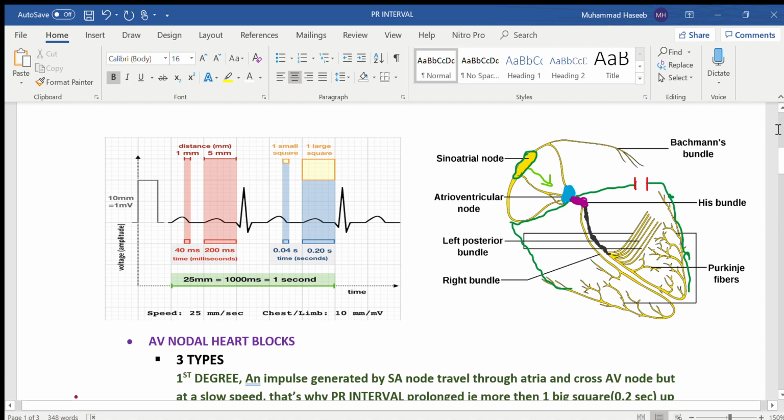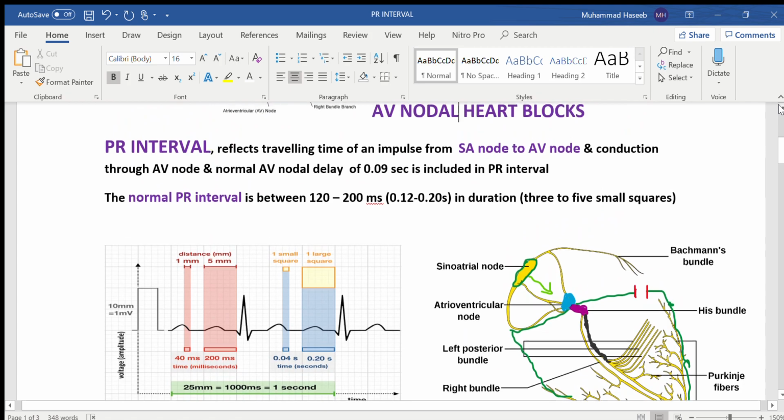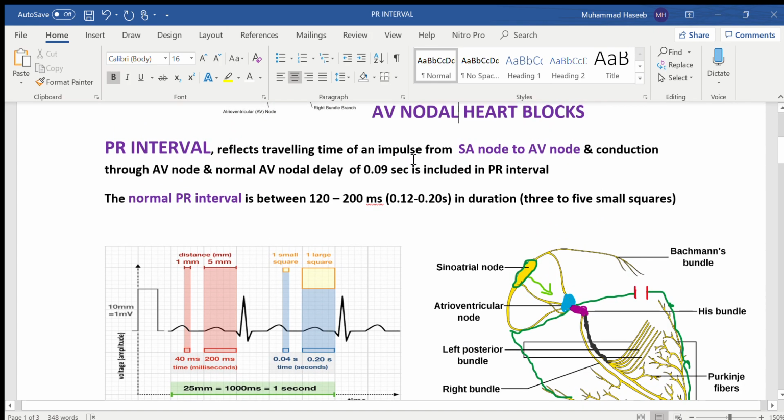Now back to the PR interval. We have written all the things over here. PR interval reflects the traveling time of an impulse from SA node to AV node and the conduction through the AV node. This is a very important sentence: the conduction through the AV node, the time required by the impulse to move through the AV node, is also included, and the normal AV nodal delay of 0.09 second is included in the normal PR interval. This is very important to understand the things.